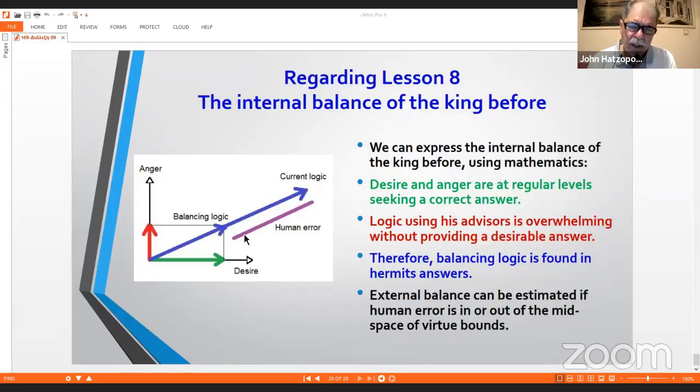Now, if this human error is within the mid space of virtue, then we may say that the decisions the king made based on the advisors are acceptably correct. If this is out of the limits, then there is a problem there. But the king did not stop with the advisors' decisions. He went back to the hermit, and he managed to get the correct logic and return out of this short story situation to a real good kid looking for the good. Thank you very much.